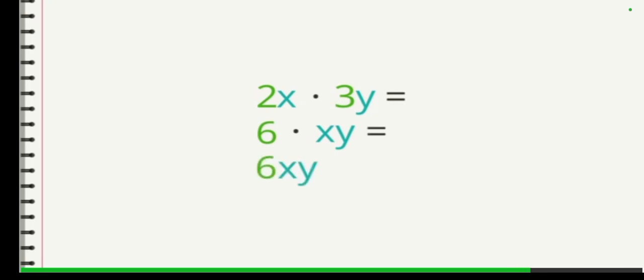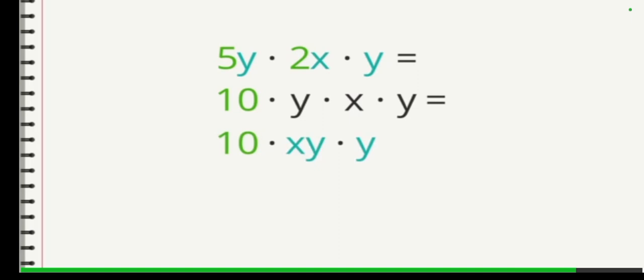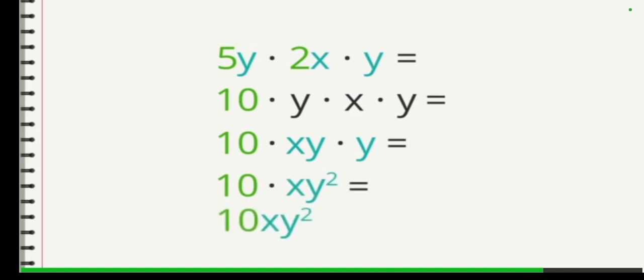One last example. Here we combine what we've learned so far. First, multiply the coefficients. 5 times 2 equals 10, then multiply the variables. Y times x is yx, but we write it as xy to keep the expression in alphabetical order, and xy times y is xy squared. Note that it's only the y that is being squared here, and drop the multiplication sign.